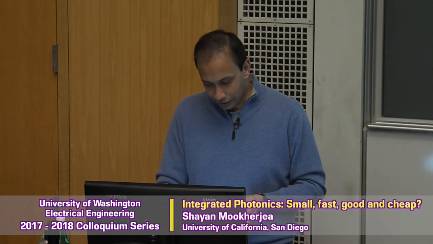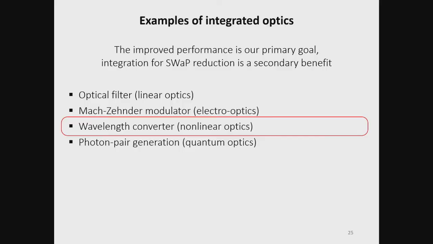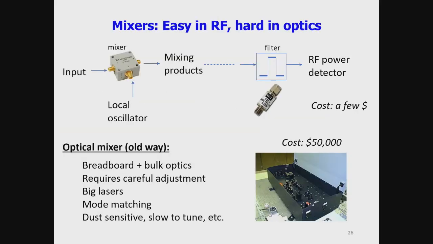All right, on with our sort of abbreviated whistle-stop tour. I want to keep some time for the quantum stuff. I'll be brief on the nonlinear optics here. Just one example. It's always bothered me how easy it is to buy a mixer in the RF domain. You buy a mixer, and you have two inputs, and you get the mixing products, buy a filter, and you get the new frequency that you want.